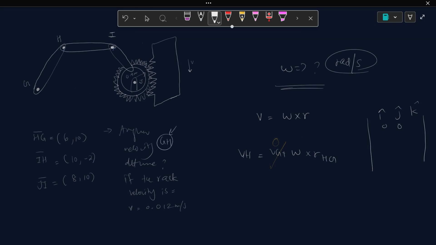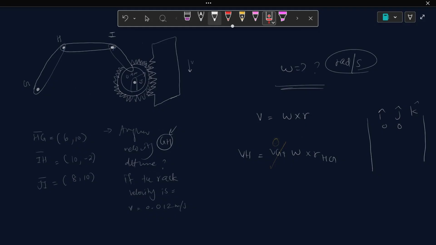So this is our job, to determine the angular velocity of GH, because they're all rotating at different speeds, right? So they're going to have different angular velocities. This one is going to have a different one, and this one is going to have a different one. So we have to determine their angular velocities separately, but the question specifically is asking for this one.